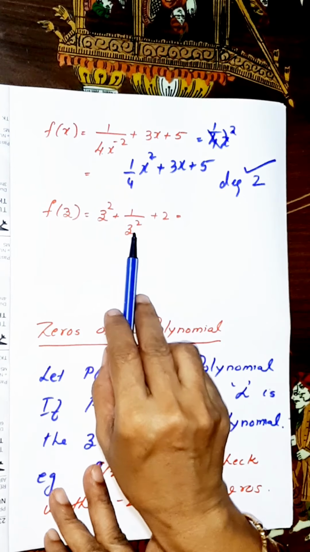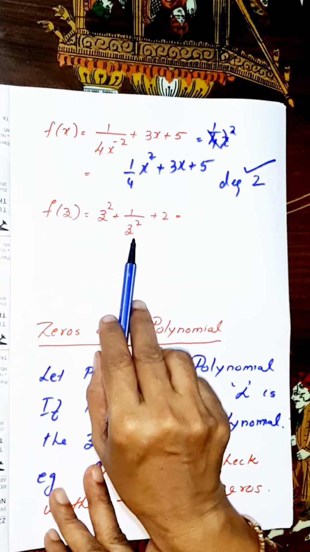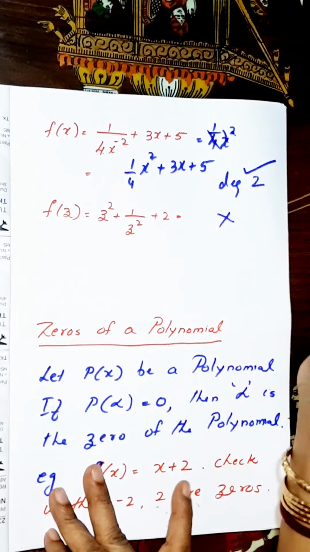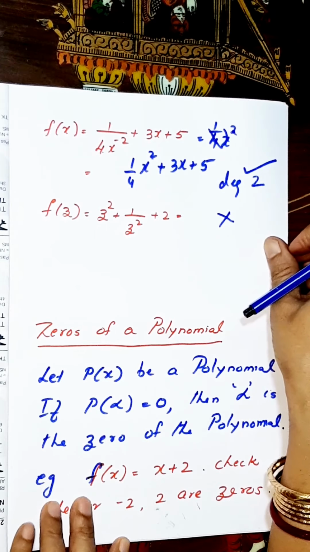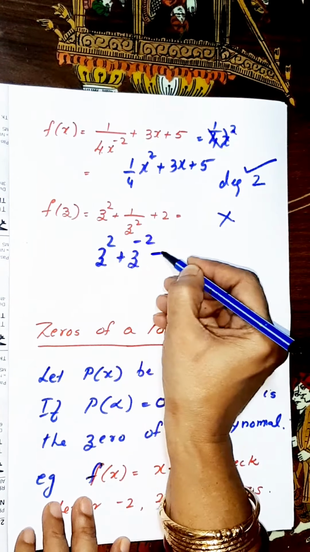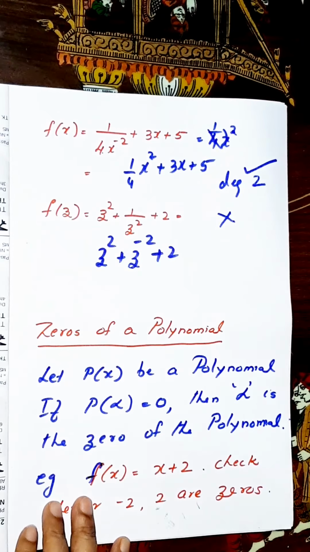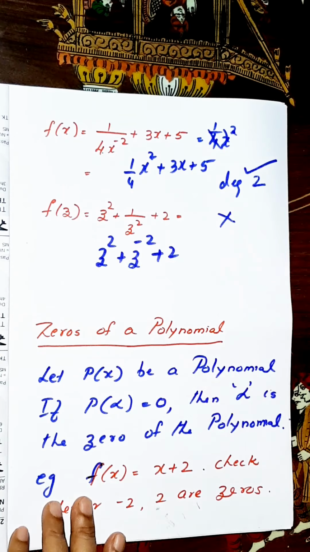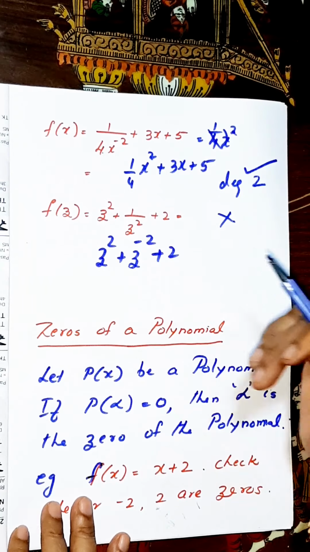Here if you see, this x to the power of 2 is in the denominator, so it goes to the numerator. So it is not a polynomial. It becomes x squared plus x to the power of minus 2 plus 2. So it is not a polynomial. I hope you are now clear on how to identify whether it is a polynomial or not. Now, we will go to the zeros of a polynomial.